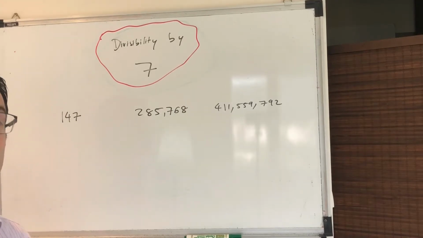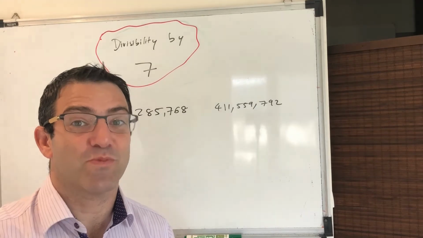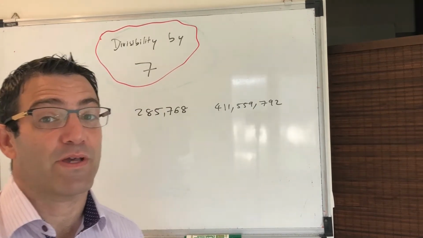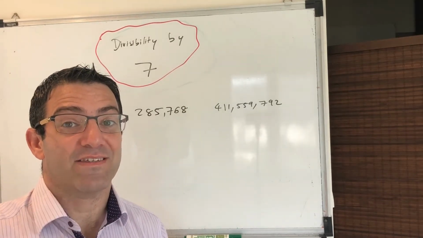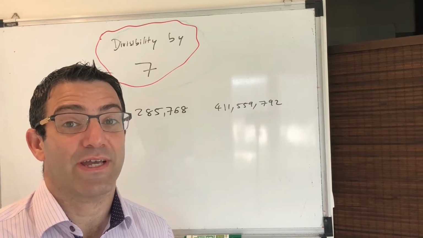So today I'd like to talk to you about divisibility by 7. This is one of my absolute favorite techniques. It's super easy once you know how to do it. It's a little bit more advanced than dividing by 2 and by 3. So this is what you need to think about. You need to look at the last digit, double it, and subtract it from the remaining truncated number.